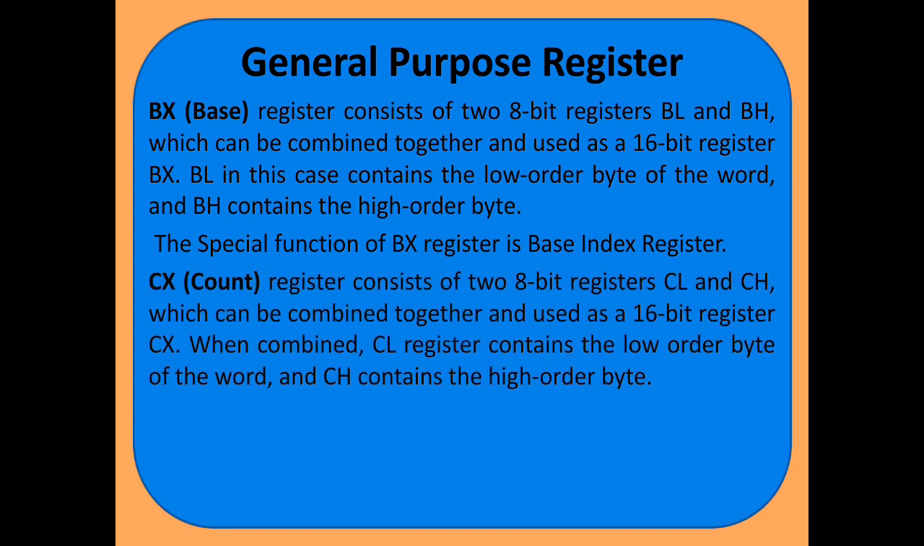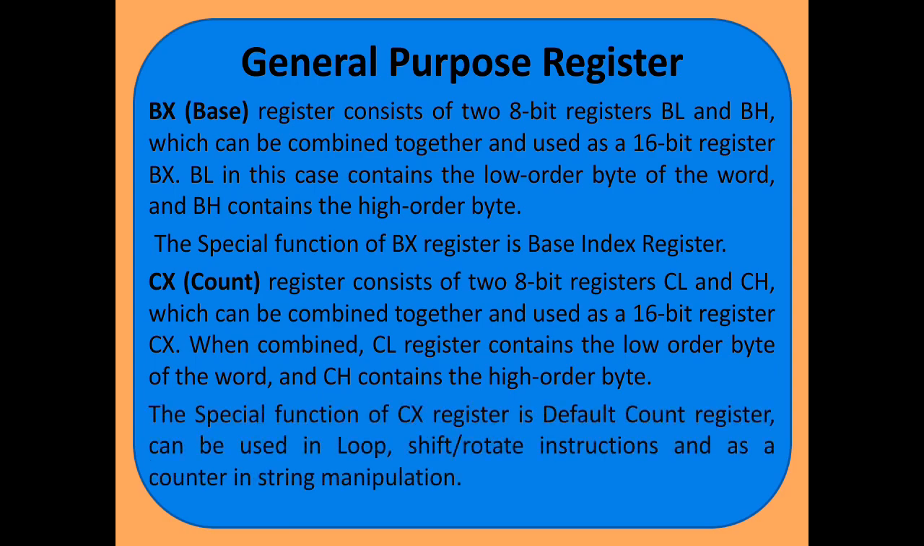And coming to the CX register, it is also a 16-bit register, which is divided into two 8-bit registers, that is CL, the lower byte of the CX register, and CH, the higher byte. The special function of the CX register is that we can use it as a counter. That means we use it for counting purposes, or when we repeat a loop a number of times, where the number of repetitions can be represented in the CX register. We use this for loop operations, shift and rotate operations, and string manipulation operations.